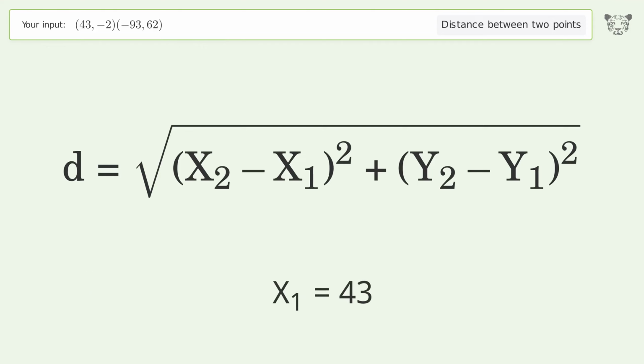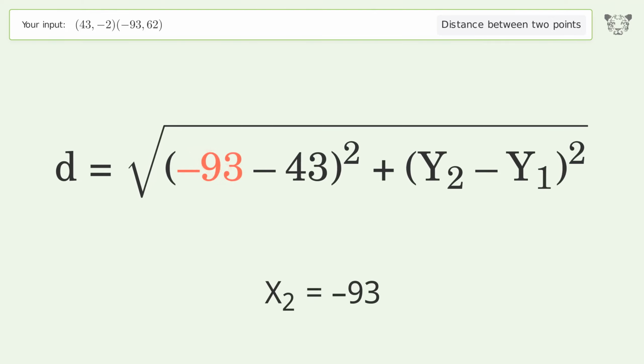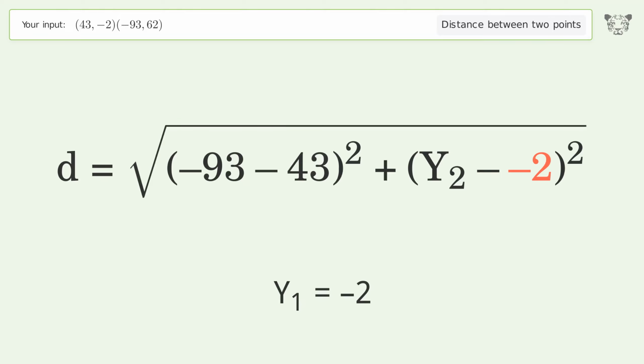x1 equals 43. x2 equals -93. y1 equals -2. y2 equals 62.